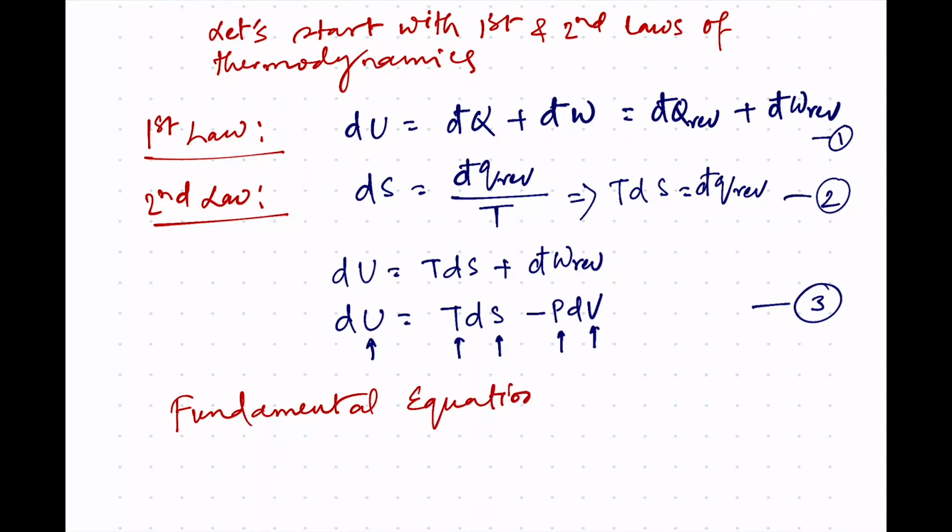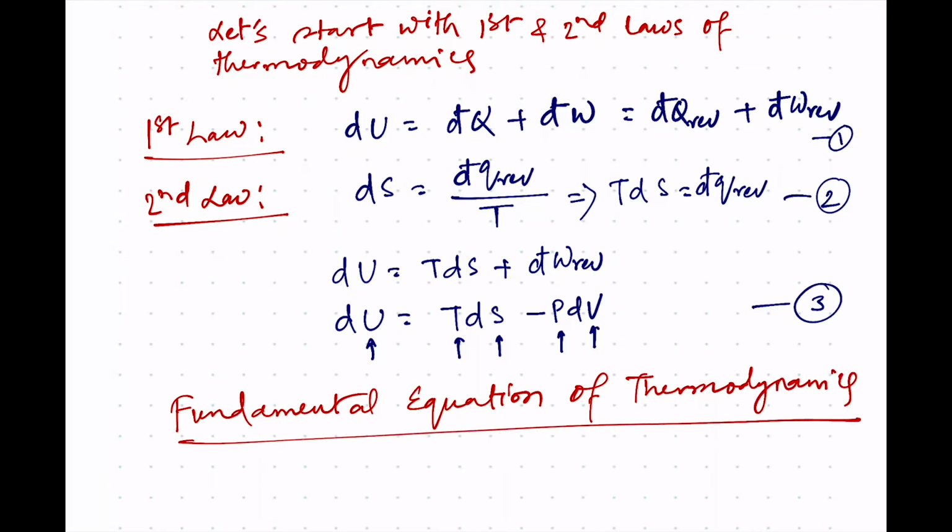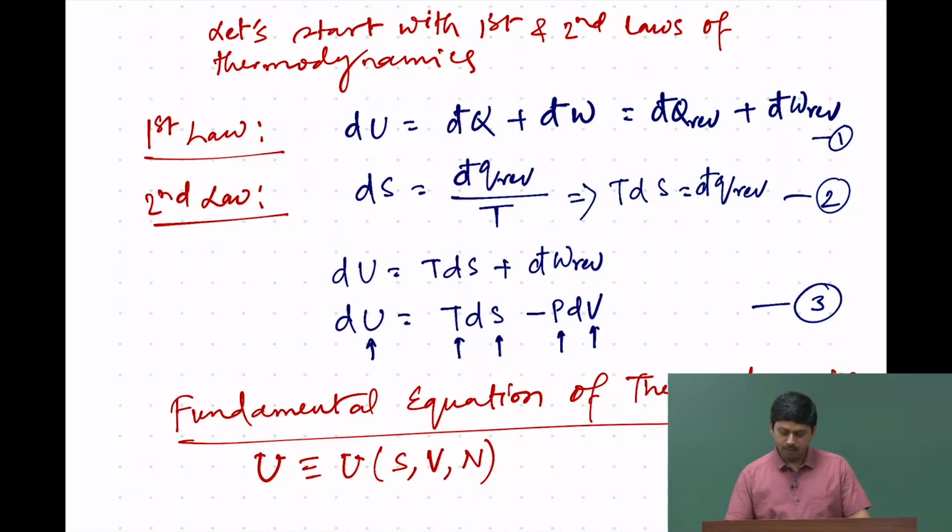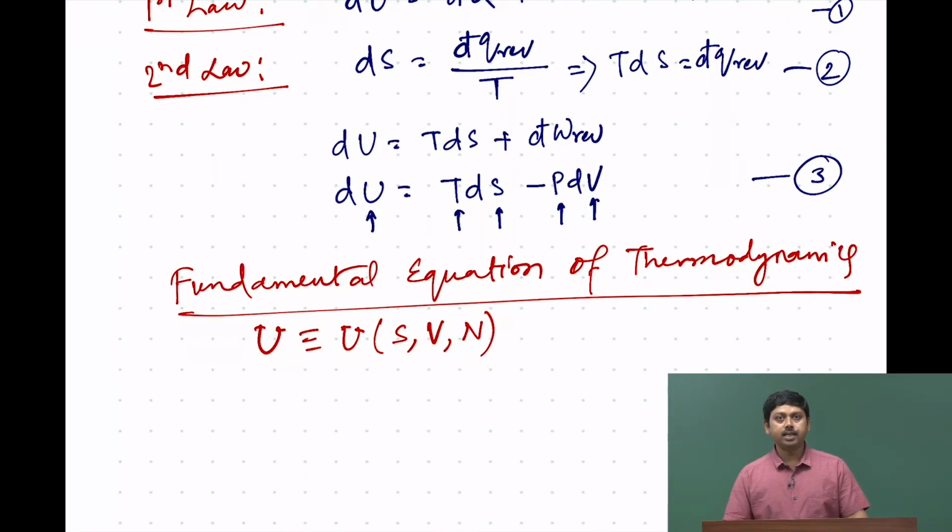The fundamental equation of thermodynamics says that U, which is the internal energy, is a function of S (entropy), V (volume) and N. Note that here it only says that it depends on these quantities; it does not give you the type of function. It only says that it depends on this.